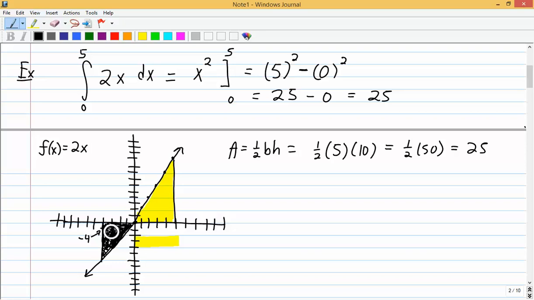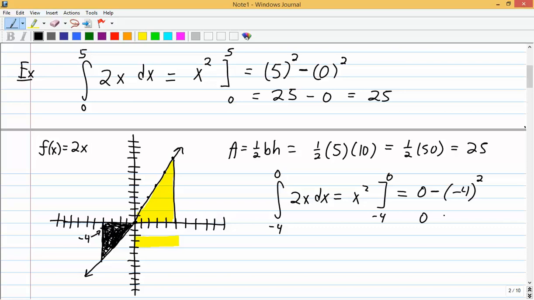But let's see what happens if I take the same integral from x equals -4 to x equals 0. If I plug in a 0 here, I get 0, minus, if I plug in a -4, I get what? 16, so 0 minus 16, that's -16. So what would be the problem with that answer?